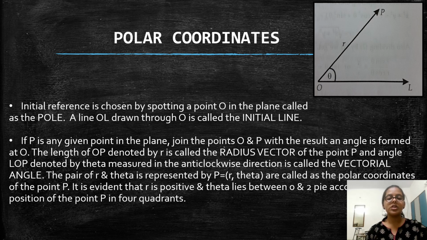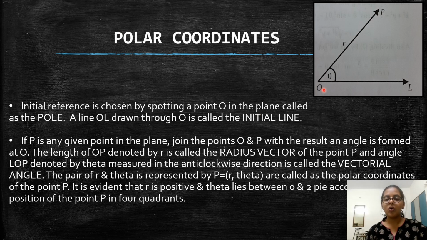The length of OP is denoted by r and it is known as the radius vector of the point P. The angle which is formed, that is angle LOP, is denoted by theta and it is measured in the anti-clockwise direction and is known as the vectorial angle. The pair r and theta represents P and is known as the polar coordinates of the point P. It is evident that r is positive and theta lies between 0 and 2 pi according to the position of the point P in the four quadrants.